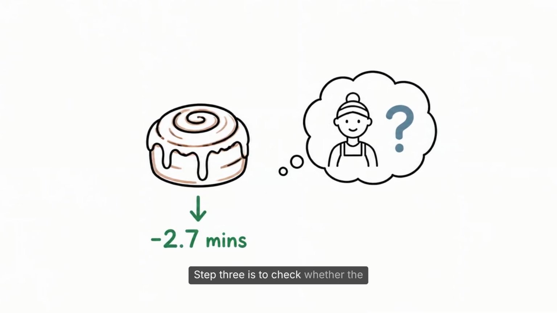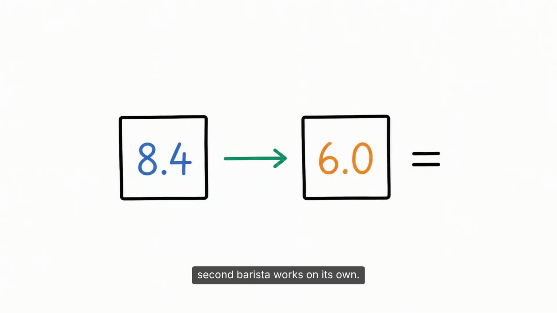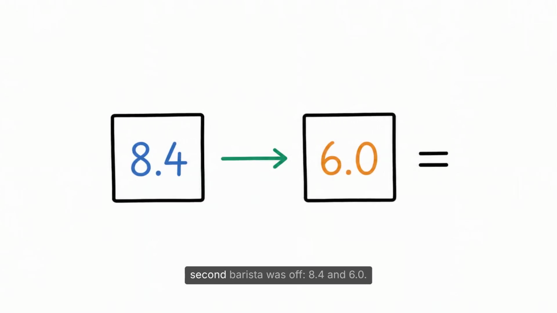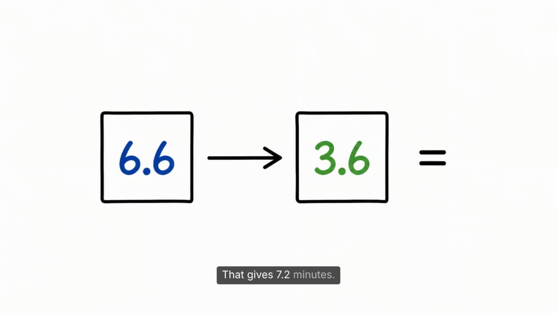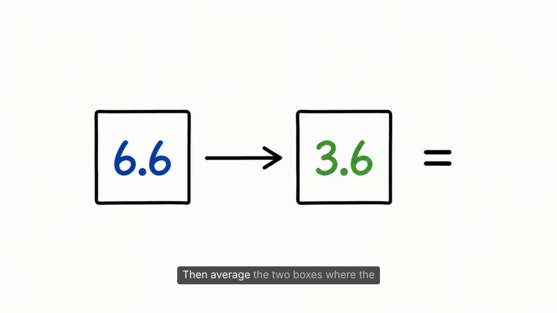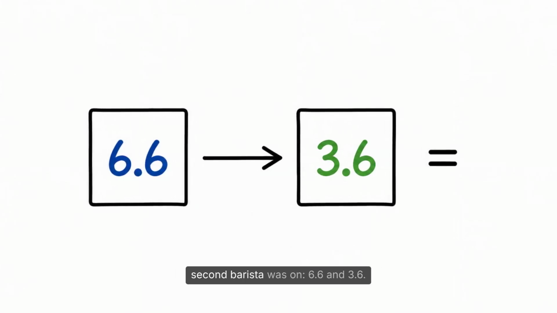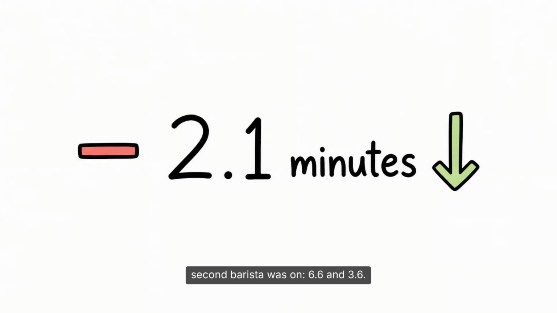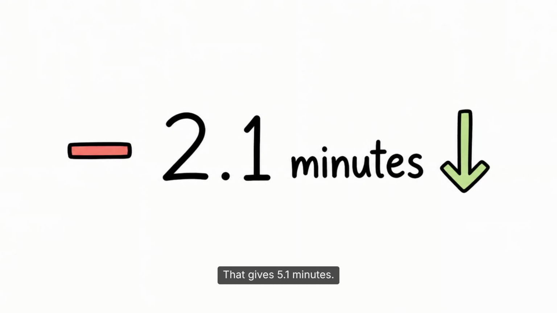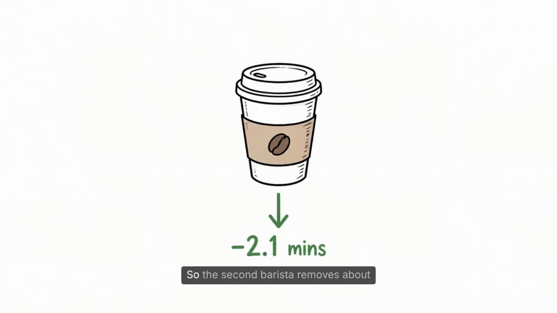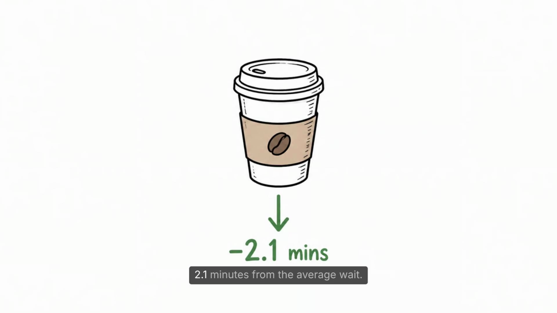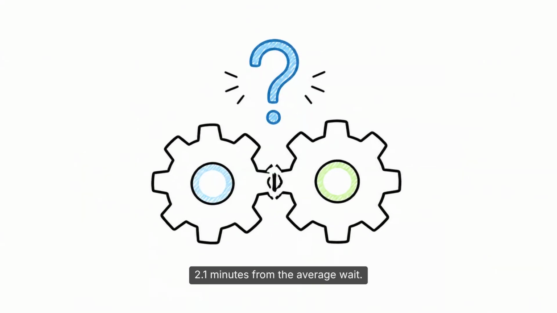Step 3 is to check whether the second barista works on its own. Average the 2 boxes where the second barista was off, 8.4 and 6.0. That gives 7.2 minutes. Then, average the 2 boxes where the second barista was on, 6.6 and 3.6. That gives 5.1 minutes. The difference is minus 2.1 minutes. So, the second barista removes about 2.1 minutes from the average wait.